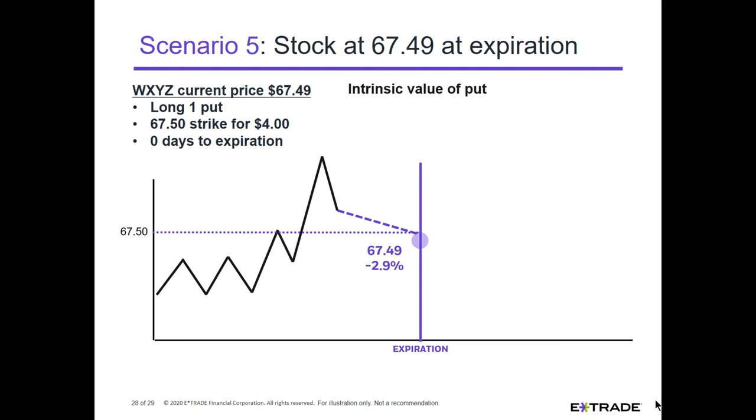What about 67.49 at expiration? Why would I choose that odd number? Because it illustrates and underscores an important fact. So the stock's 67.49 at expiration. There's no time left. It's in the money by a penny. So it has intrinsic value. What about time value? No, none. There would be no bid for this option.